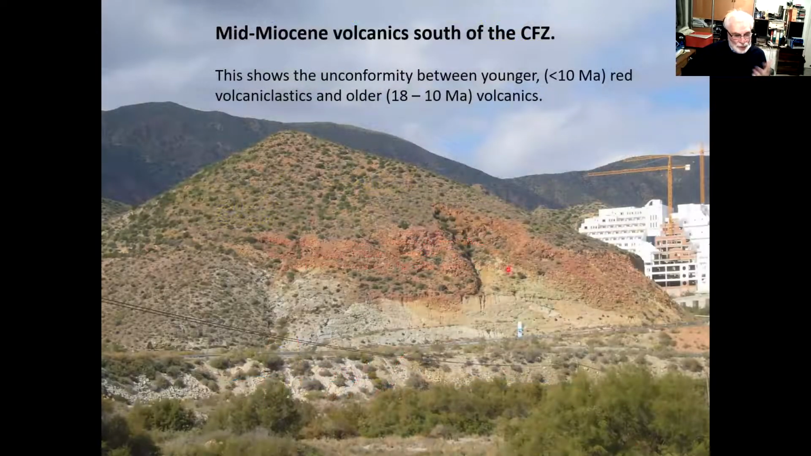Now, this is what these volcanic rocks to the south of the Carboniferous fault typically look like. I mentioned there are two sequences. There's a younger sequence, which are the red ones here. This is the contact. There's an unconformable contact with underlying greener looking volcanics. And these are dominantly andesitic in composition, the sort of thing you would expect to find in association with subduction.